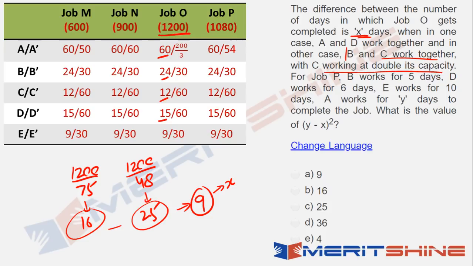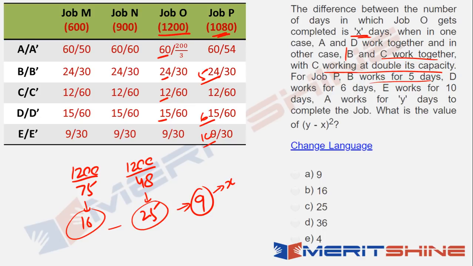Not much time again. For job P, B works for 5 days, and D works for 6 days, E works for 10 days, right? A works for y days to complete the job. So how much is this? This is 120, this is 90, and this is 90. So 120 plus 90 plus 90, it's 300 units done.